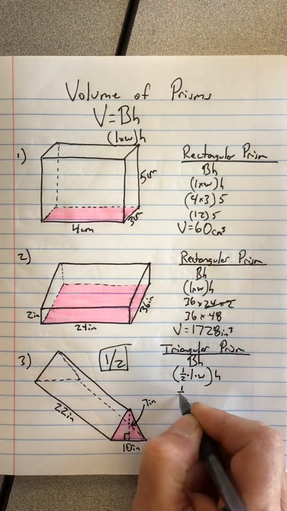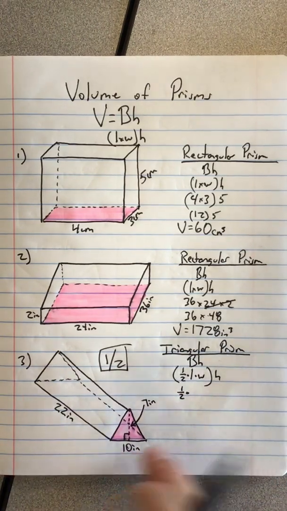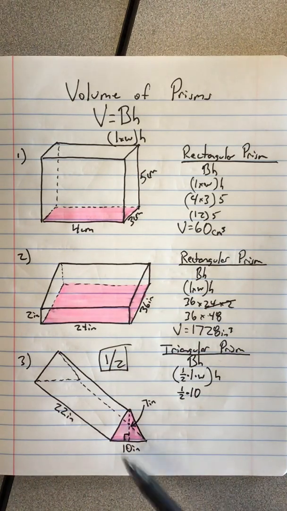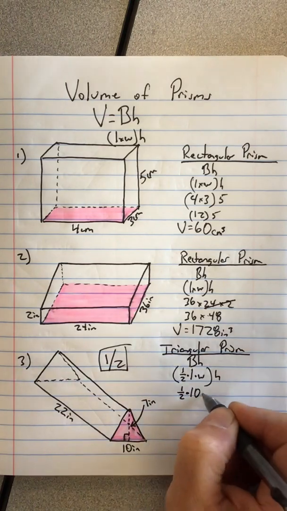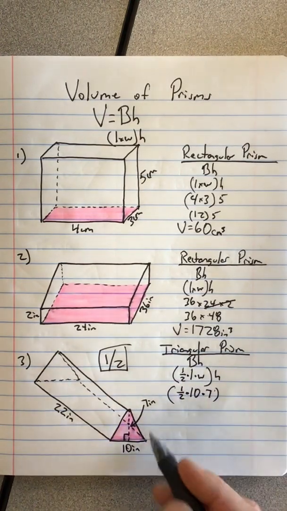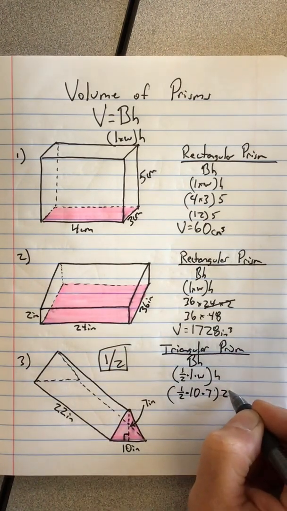It's going to be 1/2 times, to me, the length would be 10. And I know some of you right now are thinking, well, wait, the base is that rectangle. Well, no, it's not, because remember, opposite sides make up the base. Okay, so the base is a triangle. So 1/2 times 10 times 7. And you're going to multiply all that by 22, which is the height of the object.